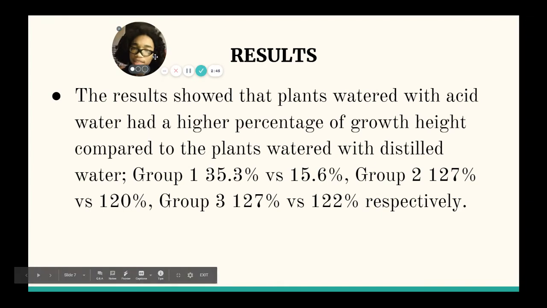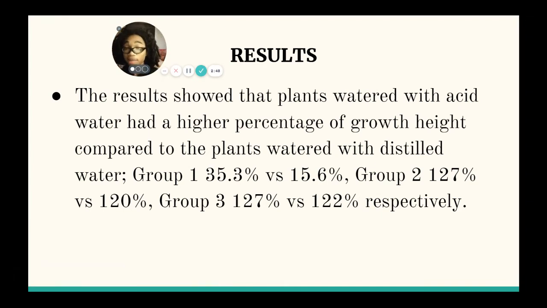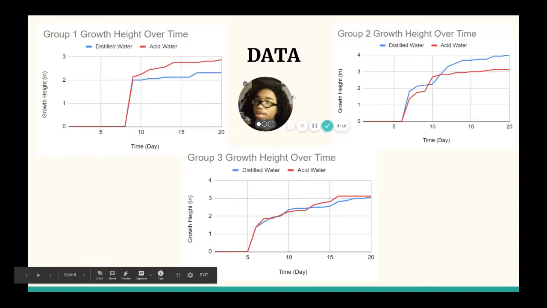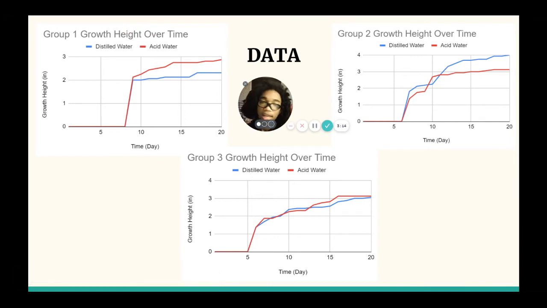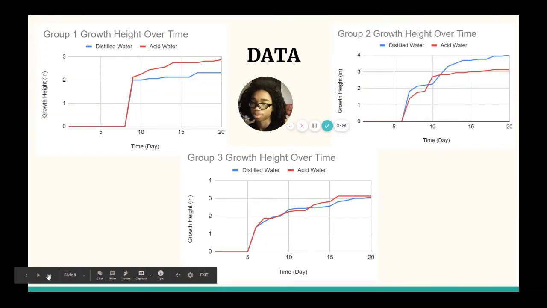The results showed that the plants watered with acid water had a higher percentage of growth height compared to the plants watered with distilled water. Group 1 with 35.3% versus 15.6%, Group 2 with 127% versus 120%, and Group 3 with 127% versus 122%, respectively. Here are the data charts for each of the three groups, and using percent of change, the acid water plants all had a higher percent of change, a higher percent of growth.